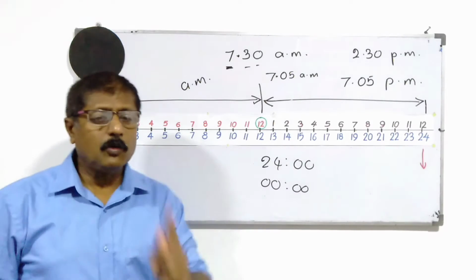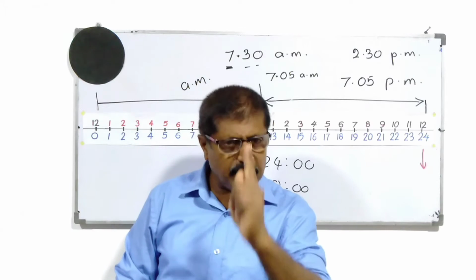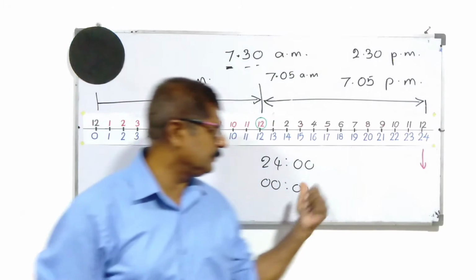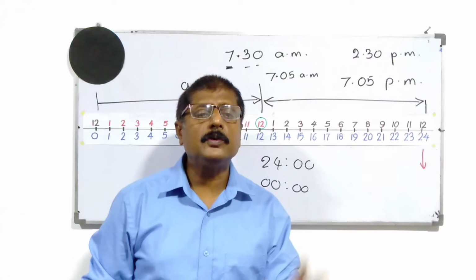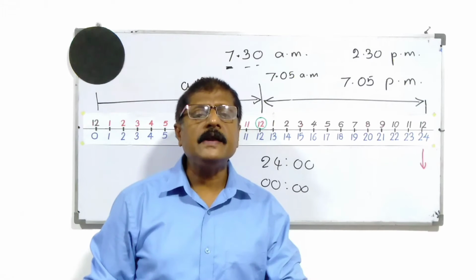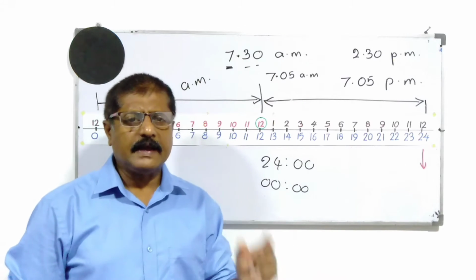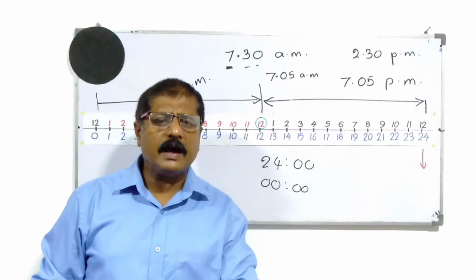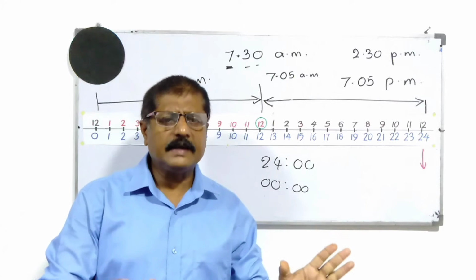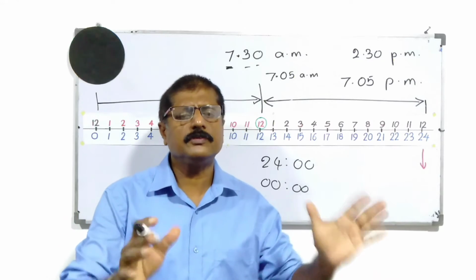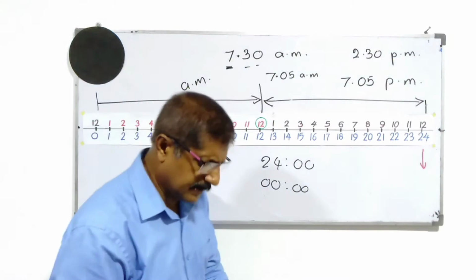But there is only one instance where we use 24. That is if we happen to write the end of a day as 24. That is the only instance where we write 24. In all the other cases, midnight is 00:00. Right. Now, there is another thing that I must tell you.